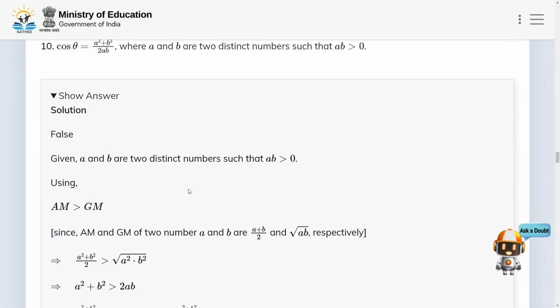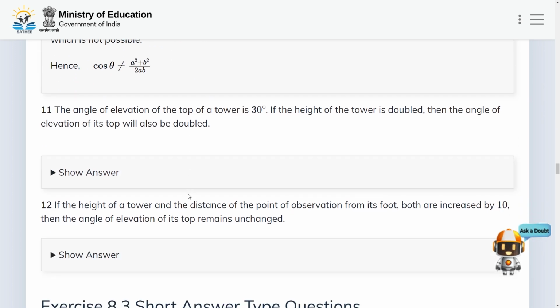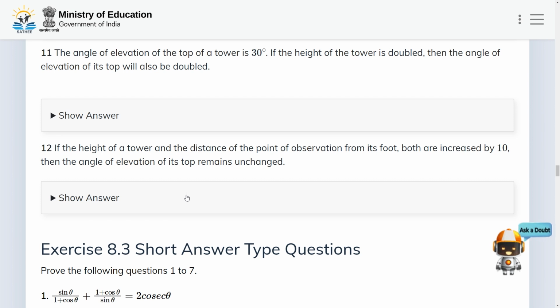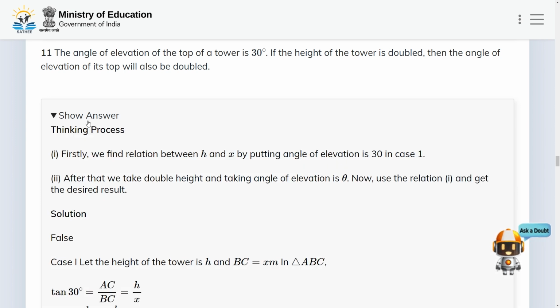Okay, so let us move to the next problem. In the next problem, we have: the angle of elevation of the top of a tower is 30 degrees, and if the height of the tower is doubled, then the angle of elevation of its top will also be doubled. So let us check the given statement.